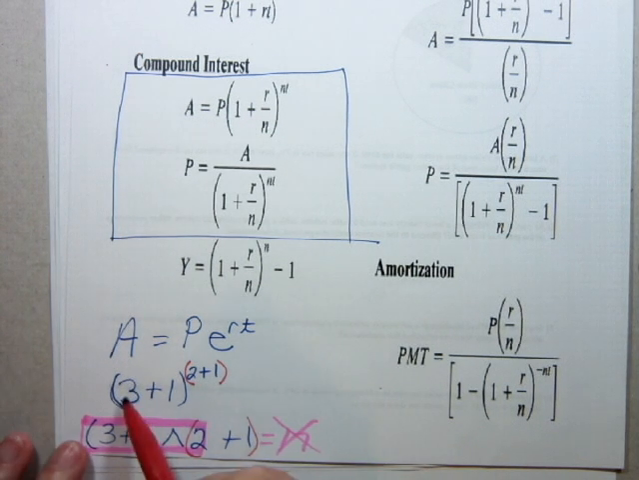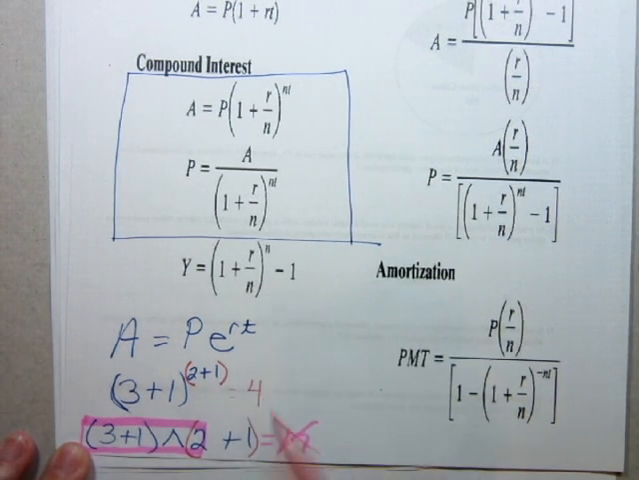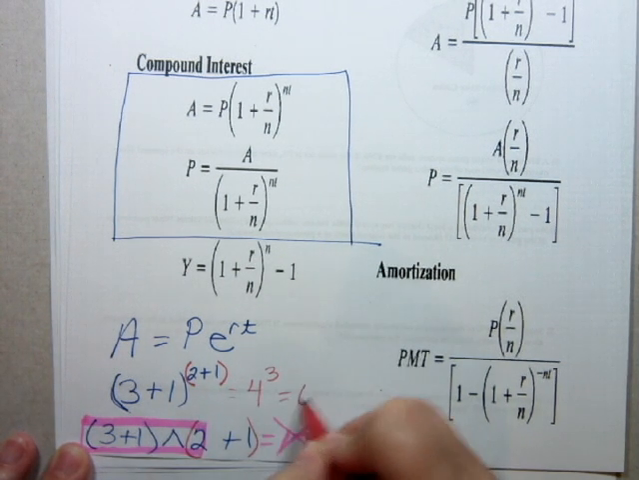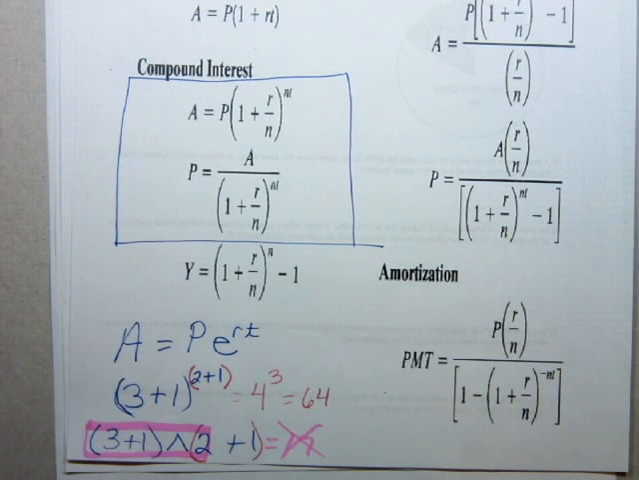Now I will have 3 plus 1 is 4, to the 2 plus 1 is 3. My calculator will give me 64, which is the correct answer.